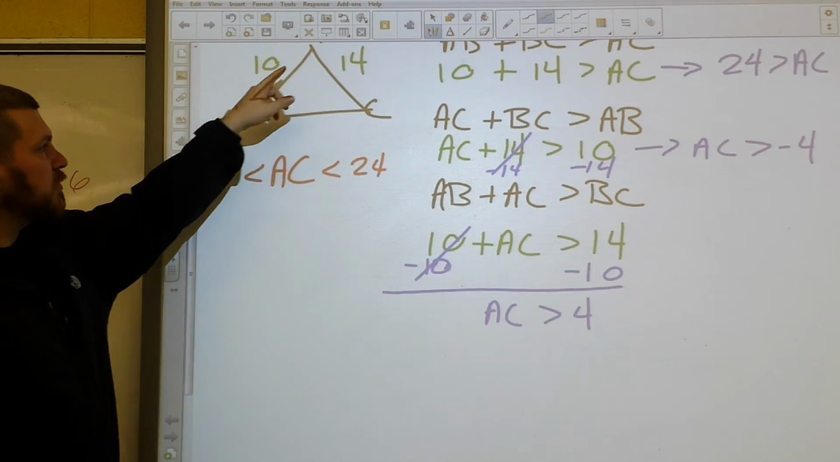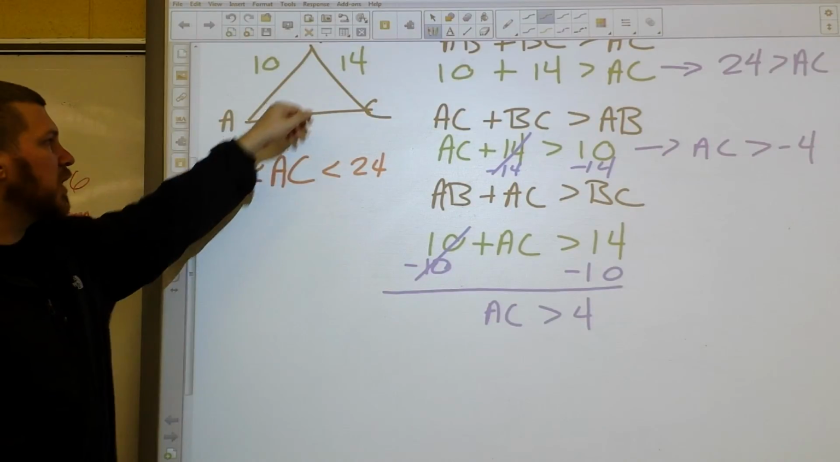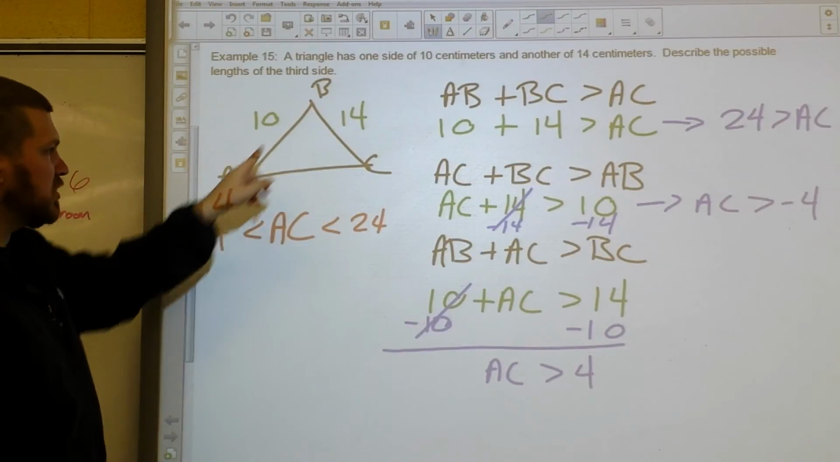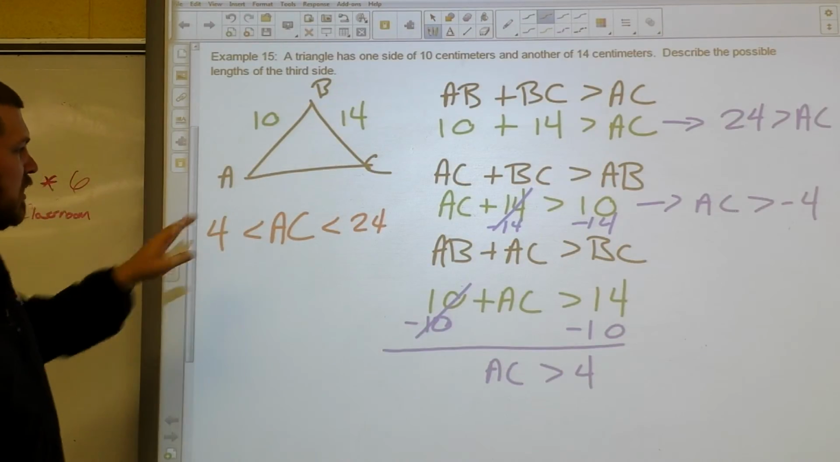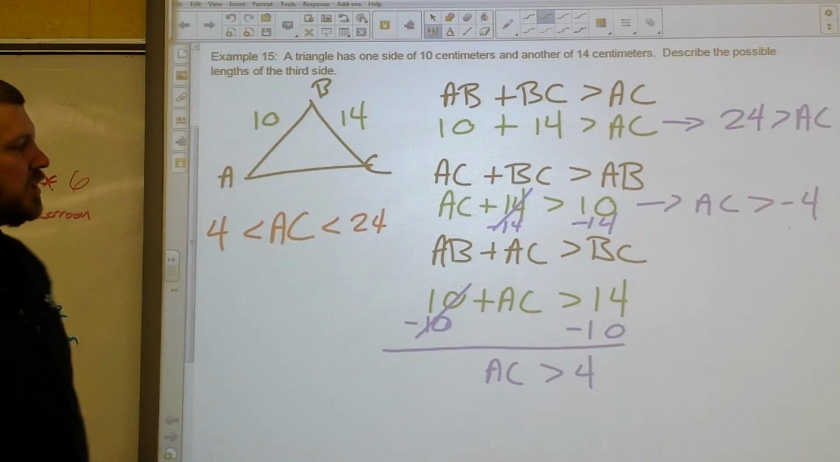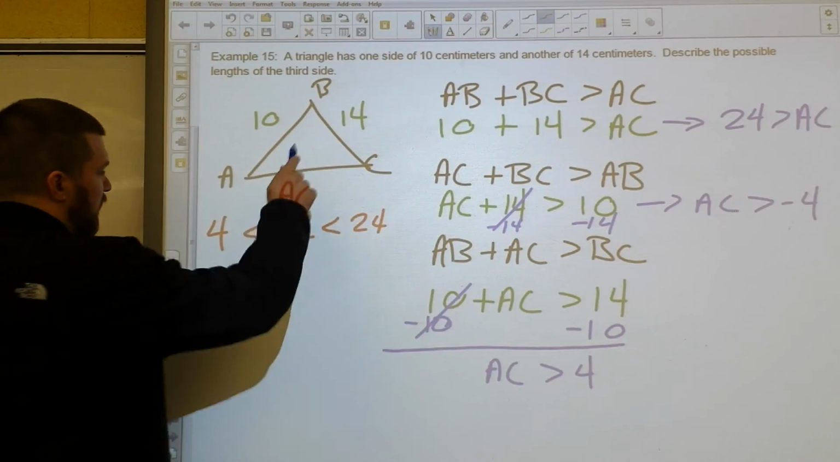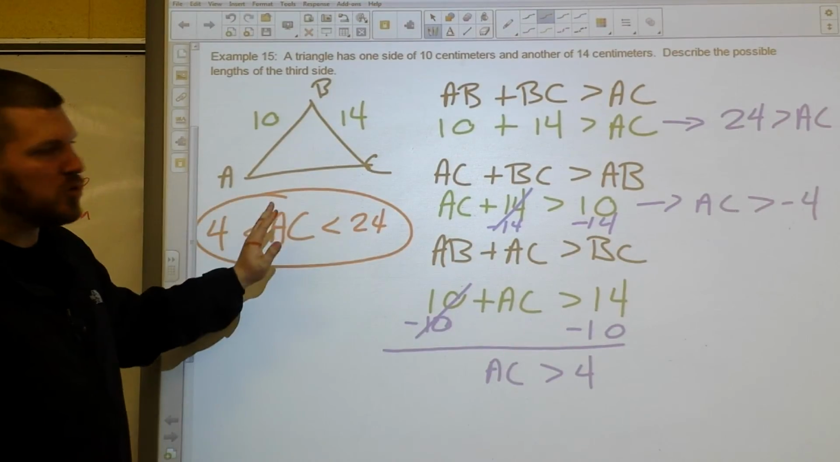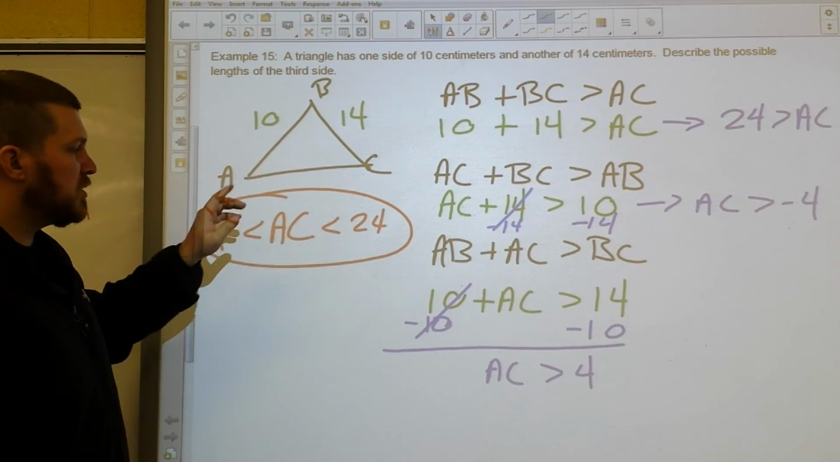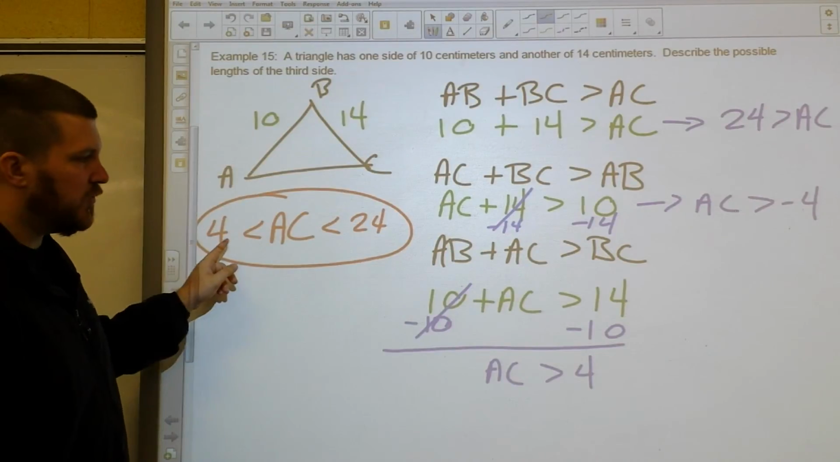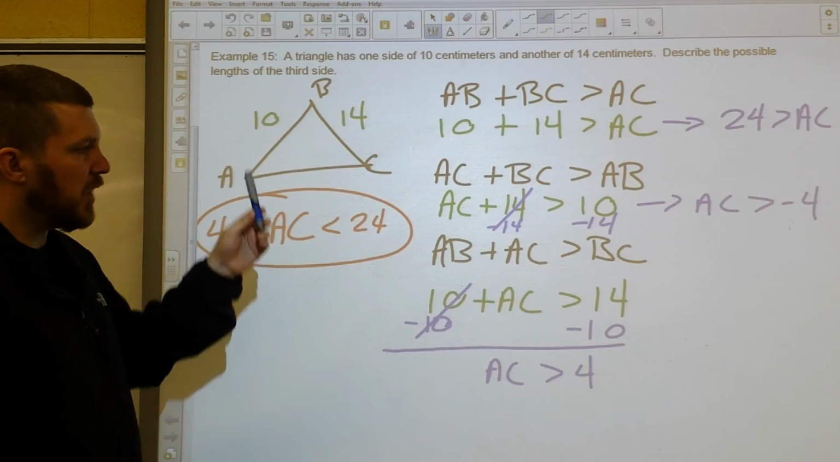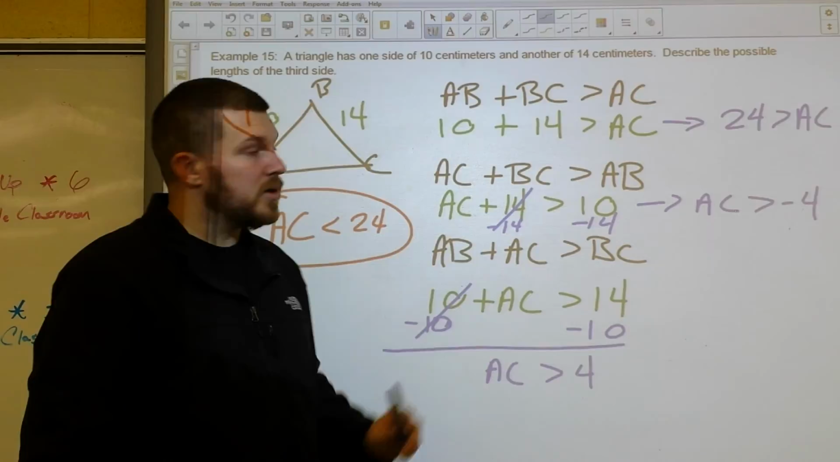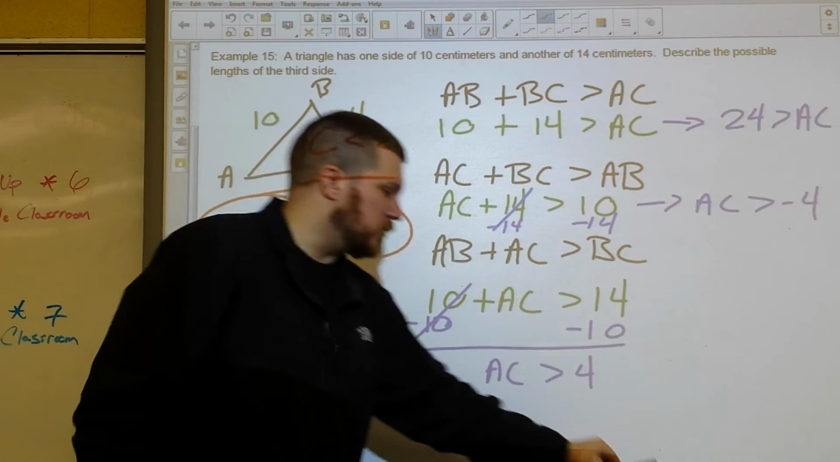The only thing that's going to really change is this angle right here, angle B, because angle B is the angle directly across from AC. So depending on what AC ends up being, that's going to affect angle B. So this is our answer. We wanted to describe the possible lengths of what AC could be. So the length AC is going to be between 4 and 24. And we did that by using all three rules of the triangle inequality. So you need to make sure you know these three rules.